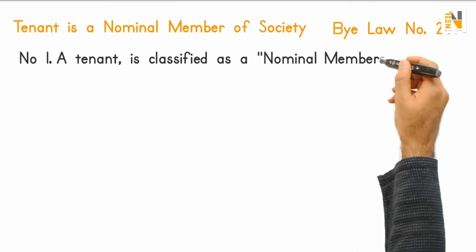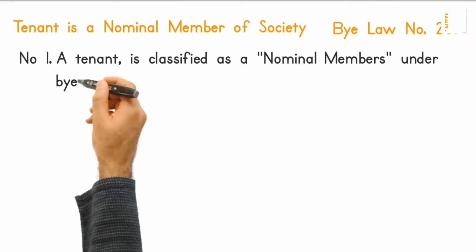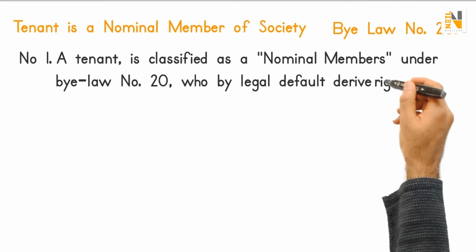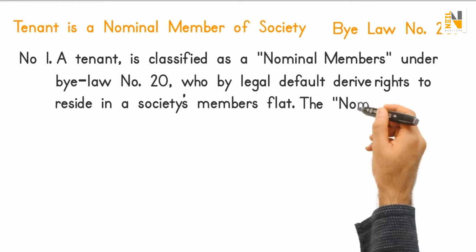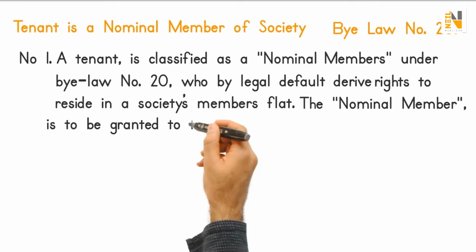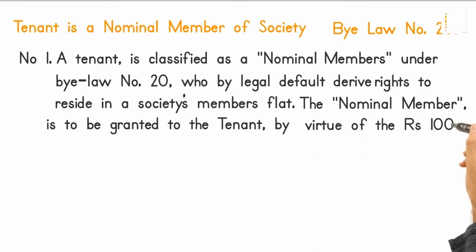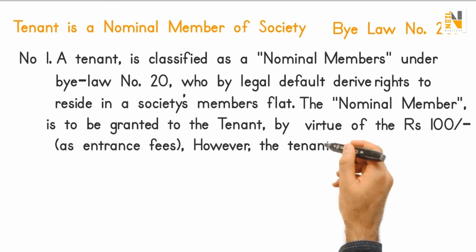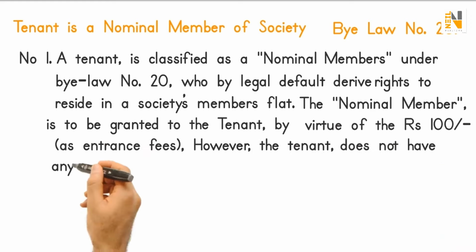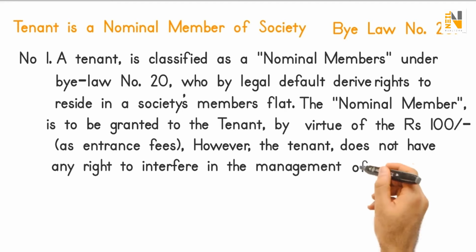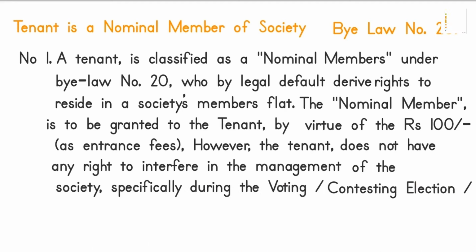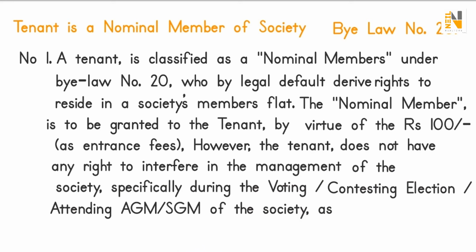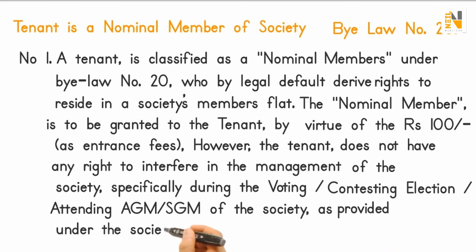A tenant is classified as a nominal member under bylaw number 20, who by legal default derives rights to reside in a society member's flat. The nominal member status is granted to the tenant by virtue of the 100 rupees entrance fee. However, the tenant does not have any right to interfere in the management of the society, specifically during voting, contesting elections, or attending the AGM or SGM of the society, as provided under the society bylaw.